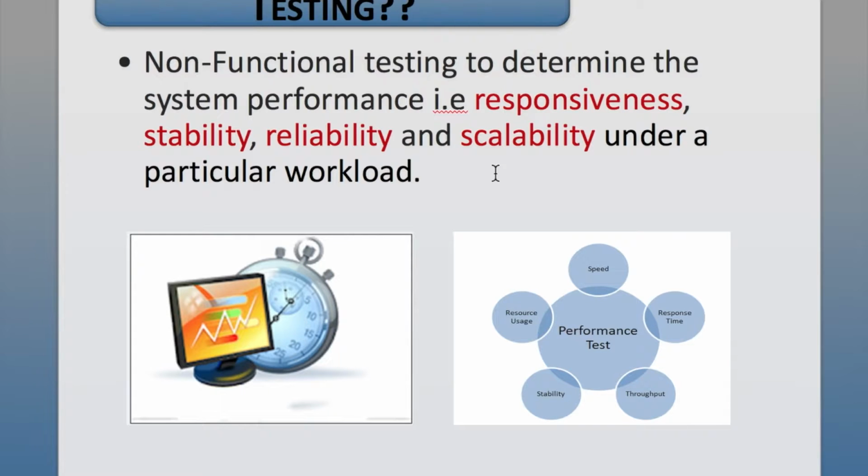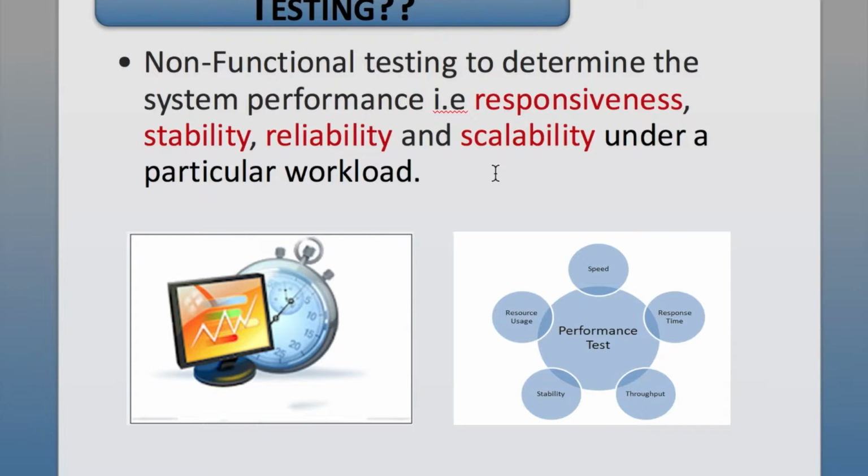So, what is performance testing? Coming back to this question, performance testing is a non functional testing that determines the system performance, that is, responsiveness. Responsiveness we can define as the quality of reacting quickly and positively. Or stability, how stable your system is under different kinds of load conditions. Reliability, how reliable is your system and without breaking down, how long can it work? Scalability is the capability or capacity of a system to support different loads, transactions, data volumes, etc., without breaking down under a particular workload.